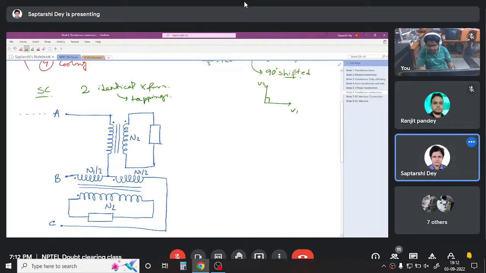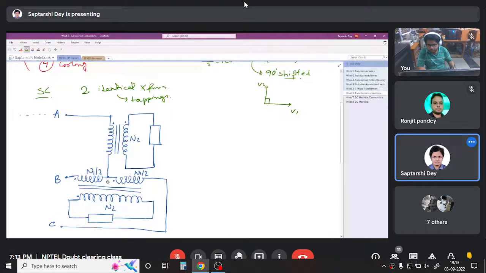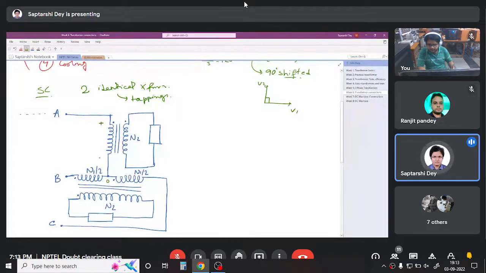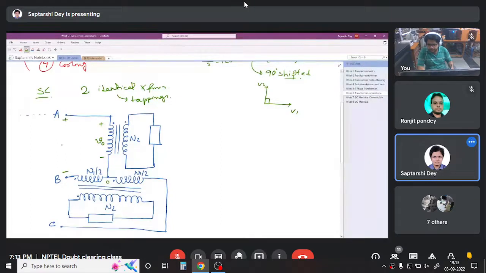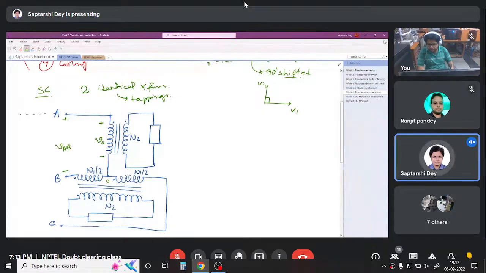So what we can do is, say this is a point O, and let me write this as some V0. So what is this voltage? This voltage is VAB, right?